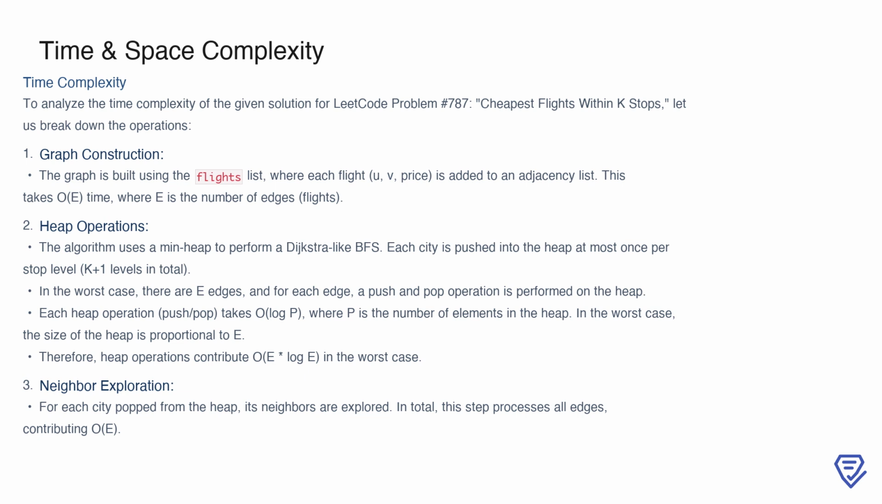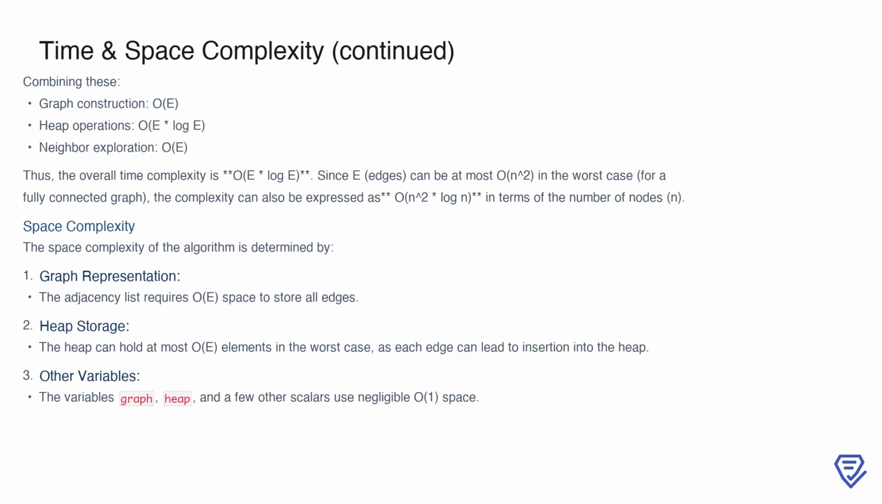the number of edges. Additionally, as cities are popped from the heap, their neighbors are explored. This step processes all edges and therefore adds another O(e) to the overall complexity. When we combine these components, the graph construction contributes O(e), the heap operations contribute O(e) * log e, and neighbor exploration adds O(e). Together, the total time complexity becomes O(e * log e). Now, since the maximum number of edges, e, can be as large as O(n squared) in a fully connected graph with n nodes, this can alternatively be expressed as O(n squared * log n).